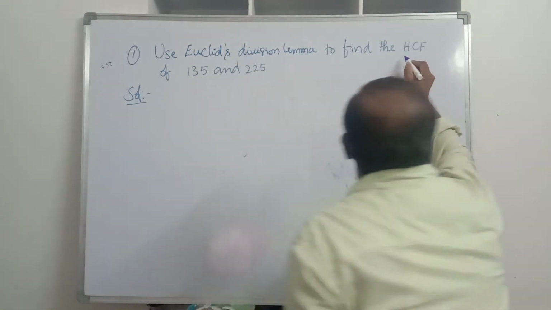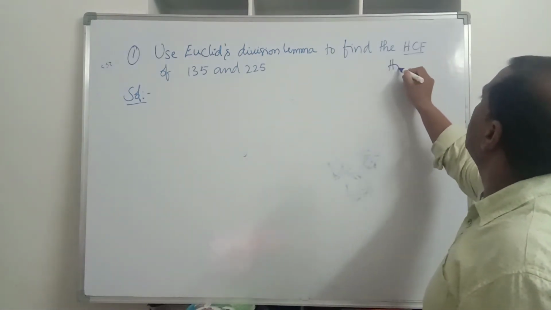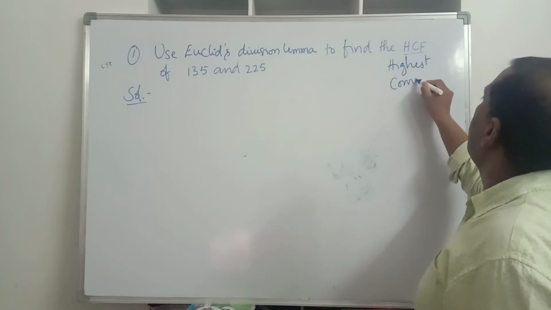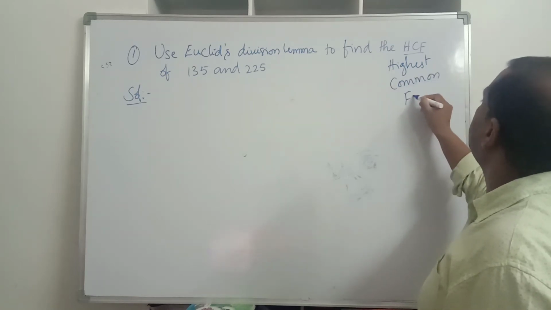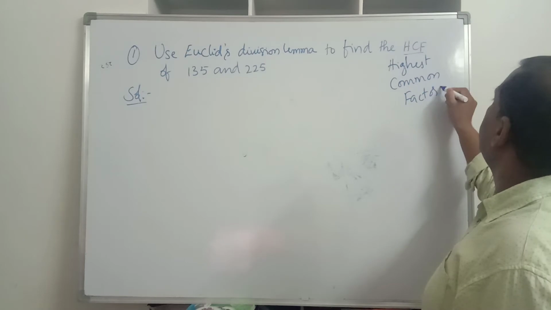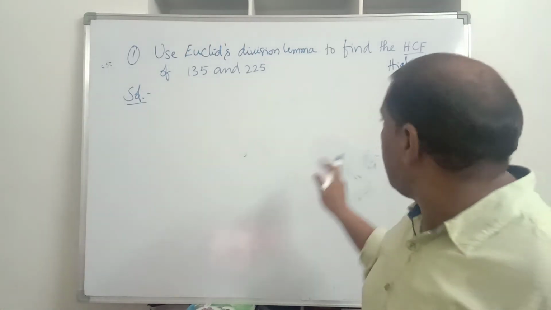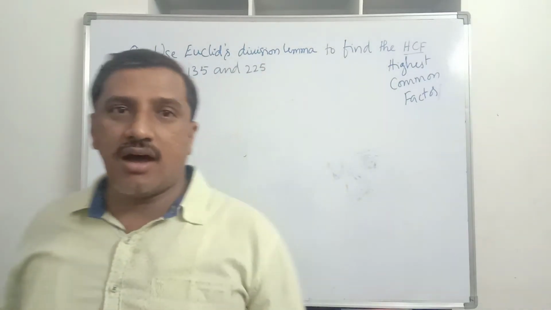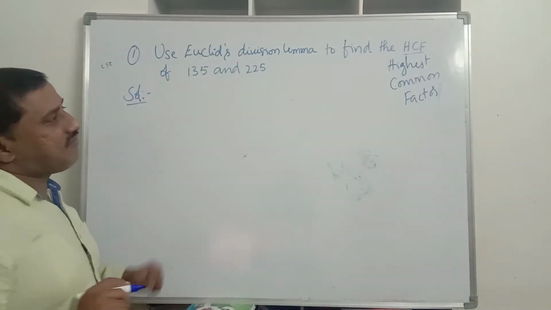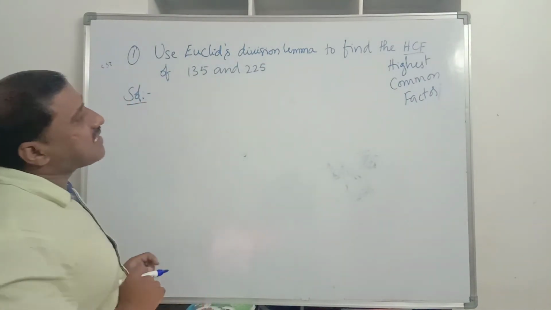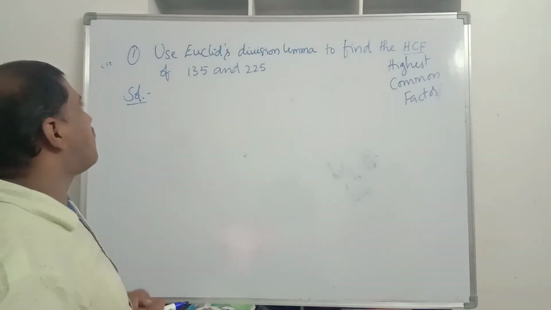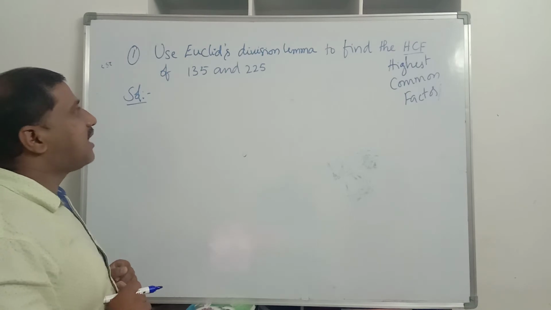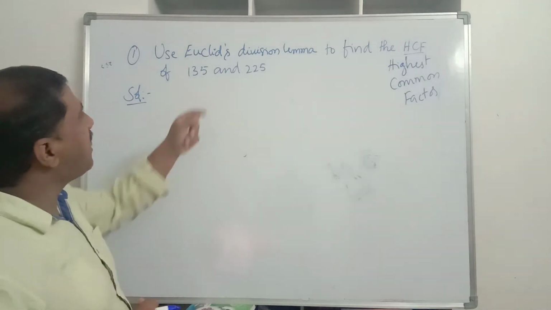What is HCF here? HCF is nothing but highest common factor. As I told you, factors are the numbers or divisors which leave remainder 0 on division. So highest common factor is nothing but HCF. How do we find the highest common factor of the two numbers 135 and 225 using Euclid's division lemma?